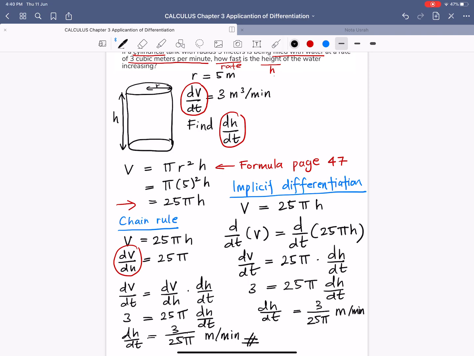Okay, see, it doesn't matter whether you use implicit differentiation or chain rule, you will get the same answer. Same.